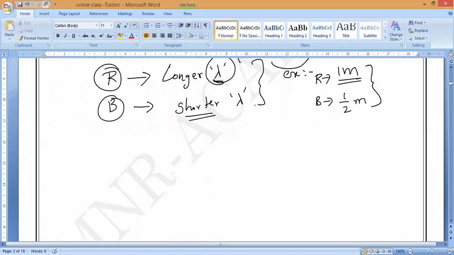So the wavelength of red color light is longer than that of blue color light. Blue color light is almost half the wavelength of the red color light. MCQs are most important, reason and assertion as well as MCQ. So please all of you write it down.